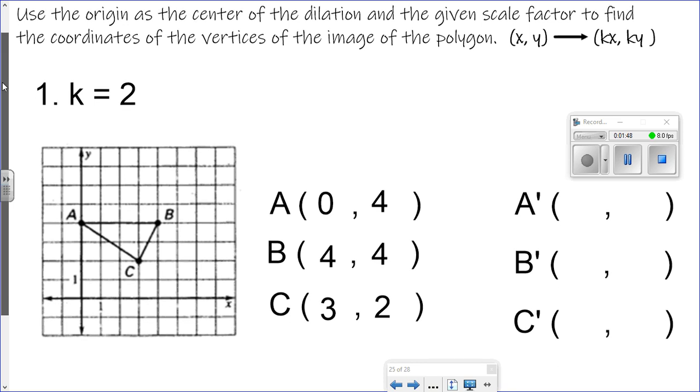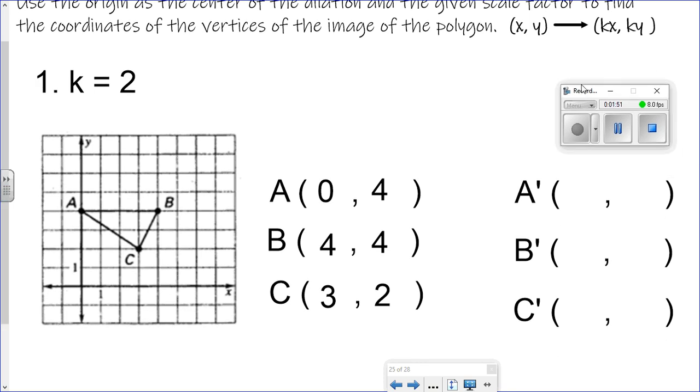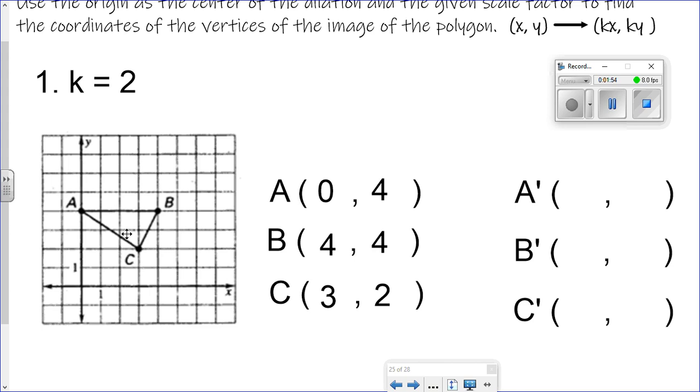So for number 1, our scale factor, or K value, is 2. And so we have triangle ABC here. A is at 0, 4, B is at 4, 4, and C is at 3, 2. So in order to find the coordinates of the image, we multiply each of the coordinates by 2. So to get A prime, we're going to do 0 times 2, which is 0, and then 4 times 2, which is 8. So that would be the coordinate of A prime.